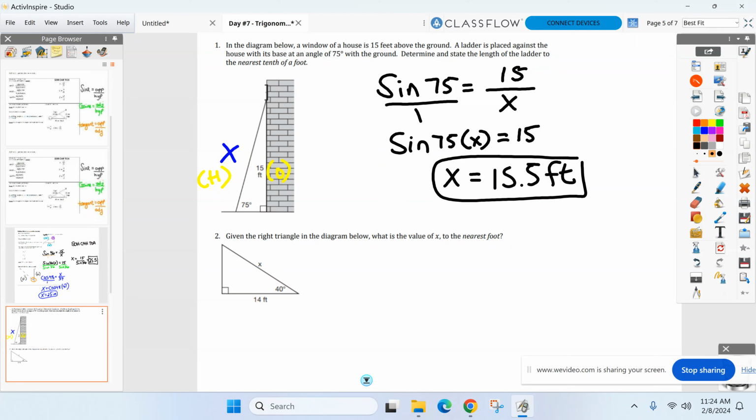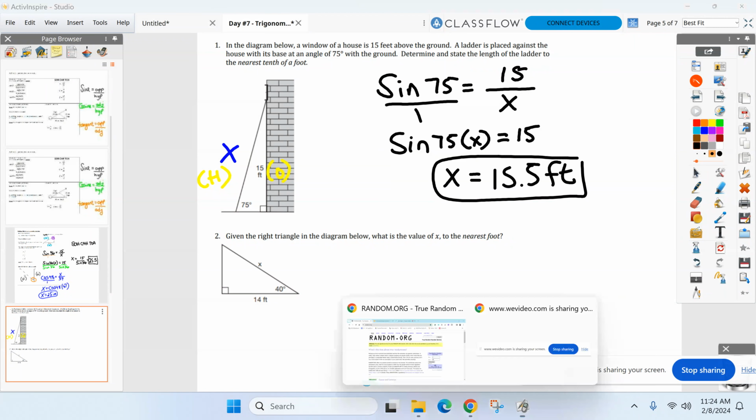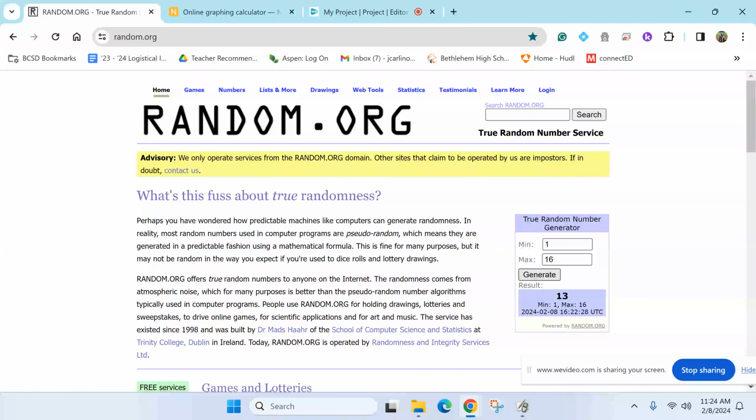All right, what ratio did you use here? Just let me know. I don't want to know the final answer. What ratio did you use here? Two. Zoe, sorry. Go ahead.